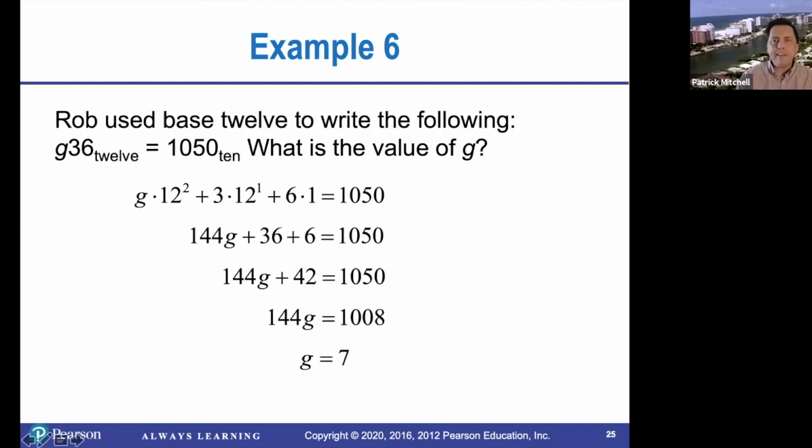So the number 1050 in base 10 is equal to the number 736 in base 12. For section 3, we'll see you next time.